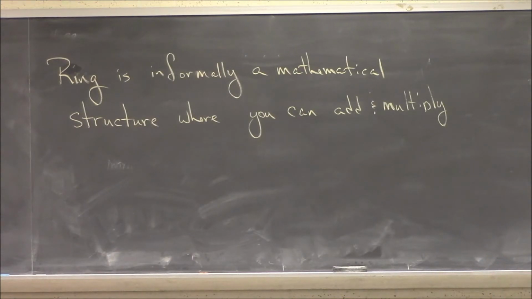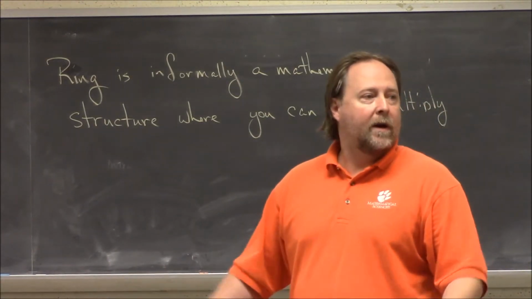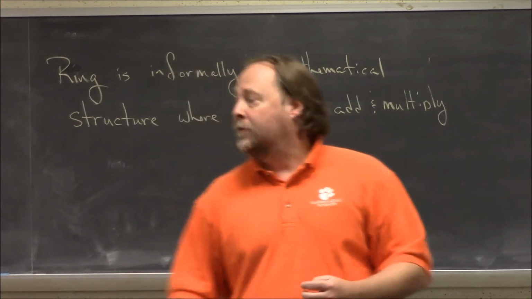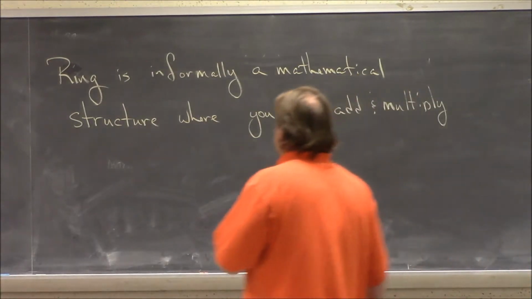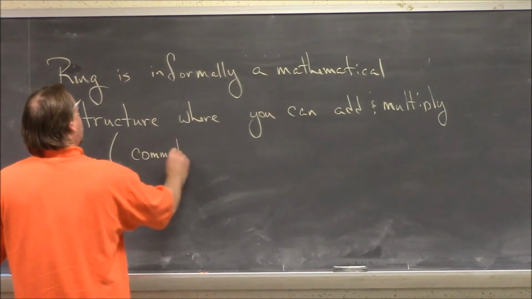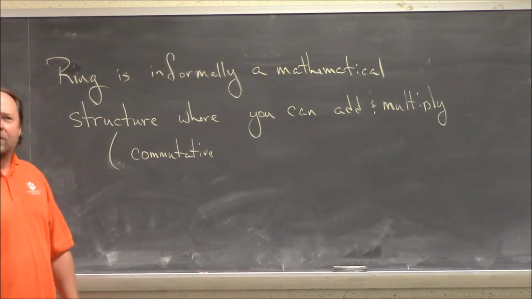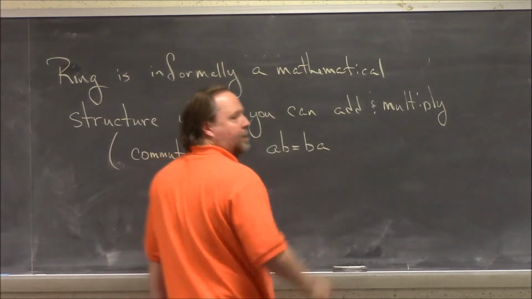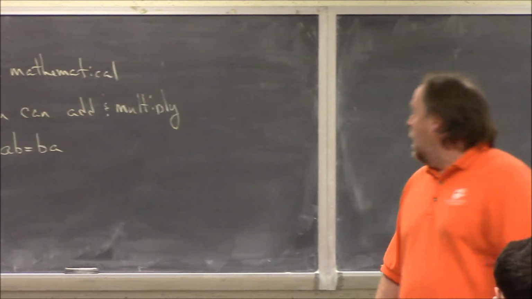A good example to think of is the ordinary integers, right? Where if you add two integers, you get an integer. If you multiply two integers, you get an integer, and so forth. I will also usually assume commutativity. That is, I will assume that the order of multiplication doesn't matter, because I'm a lazy man.